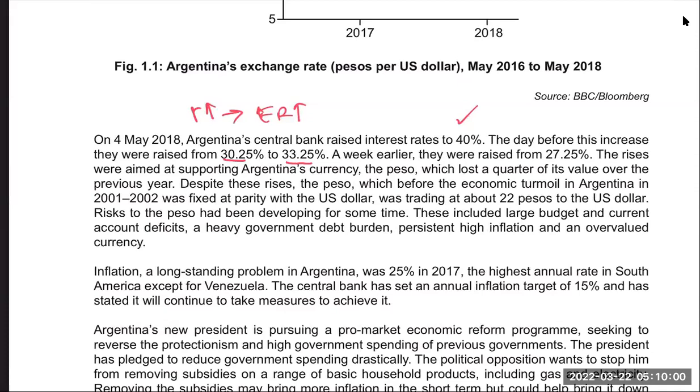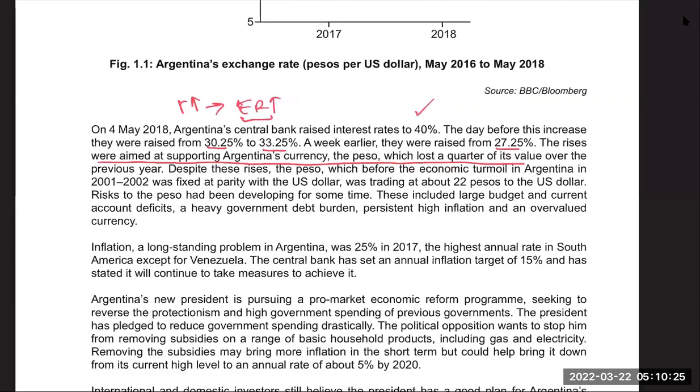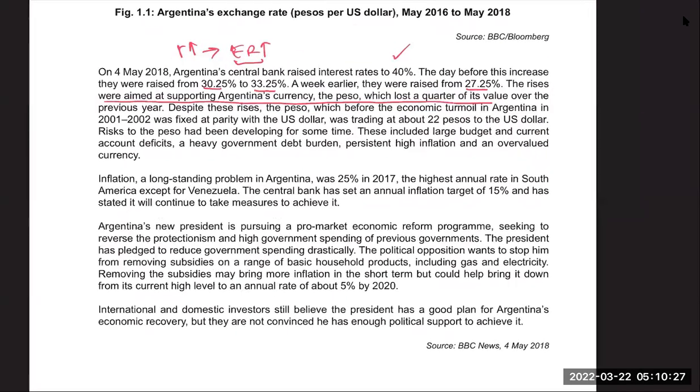A week earlier, they were raised from 27.25%. The rises were aimed at supporting Argentina's currency, the peso, which lost a quarter of its value over the previous year. Which means they're making the exchange rate go up so that the lost value is gained back. Do you guys get that? Does that make sense? Are there any questions about this so far?